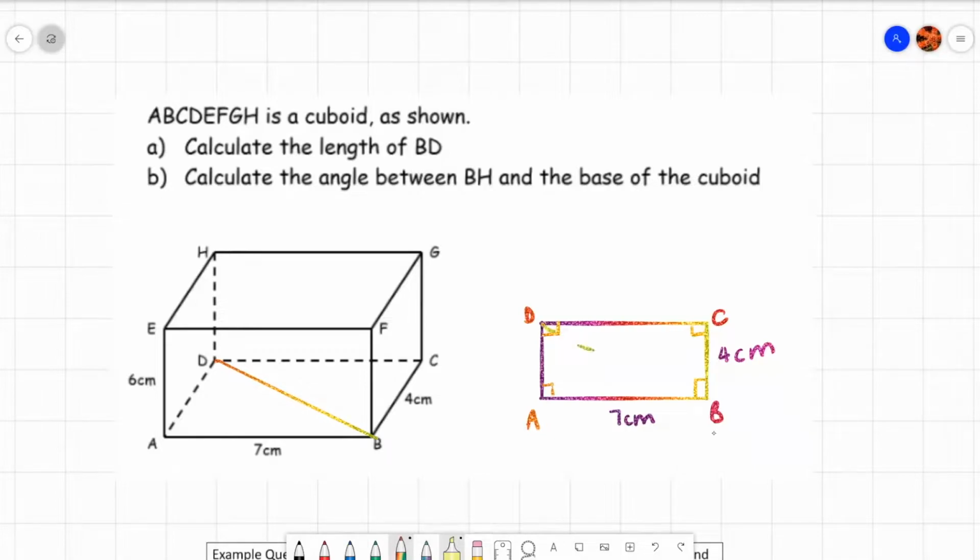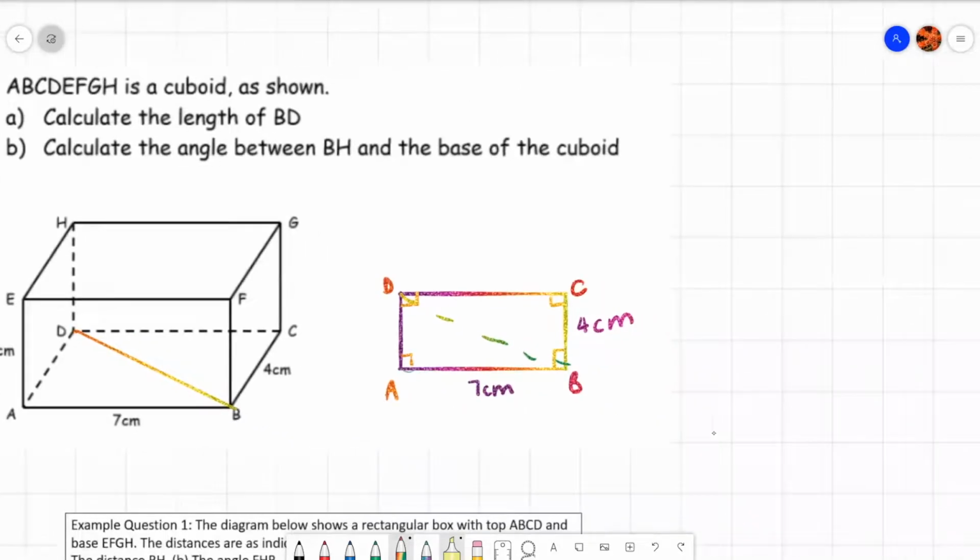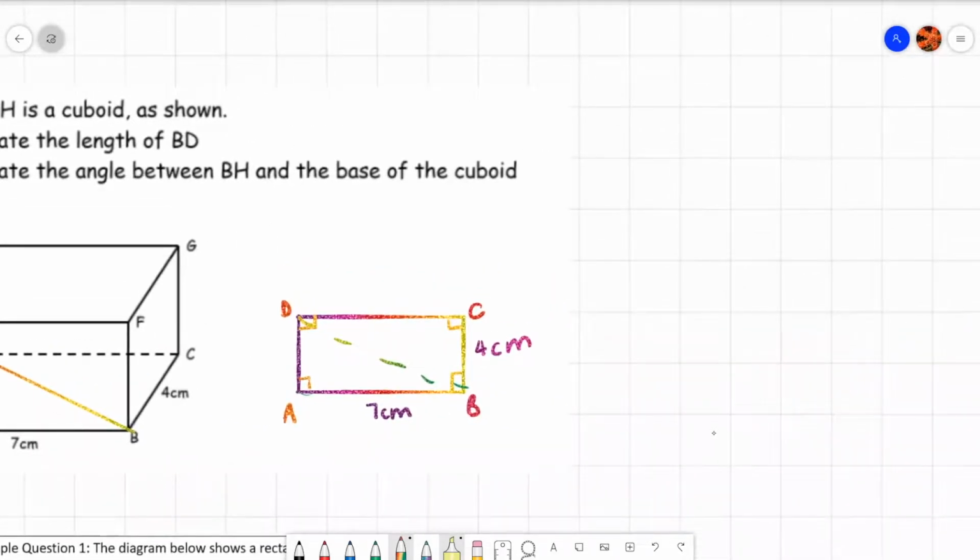If I draw my dotted line of B to D, we can see that this is a right angle. So I'm going to draw that out. There's a right angle. I know that there is 7 centimeters, and I know this is 4 centimeters because the opposite sides of a rectangle are the same. And I want to know this side here.